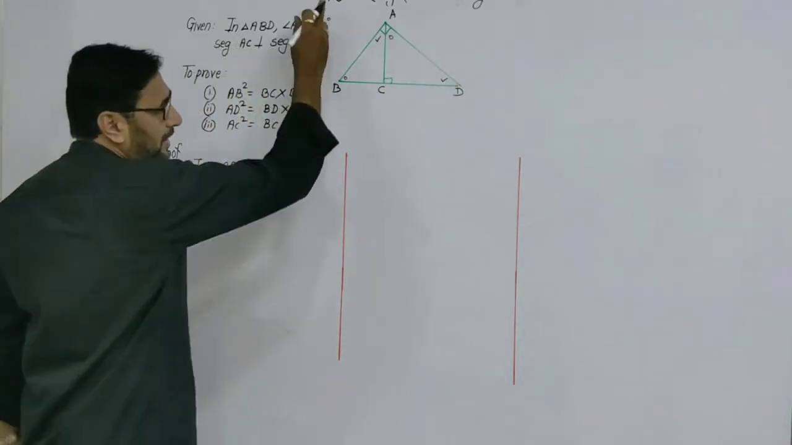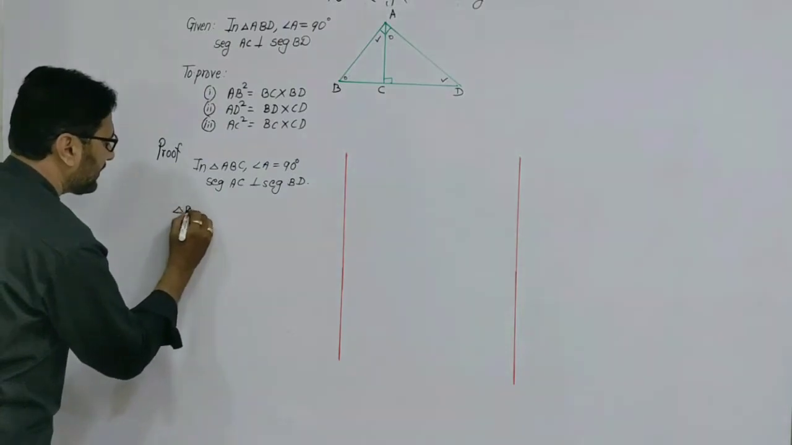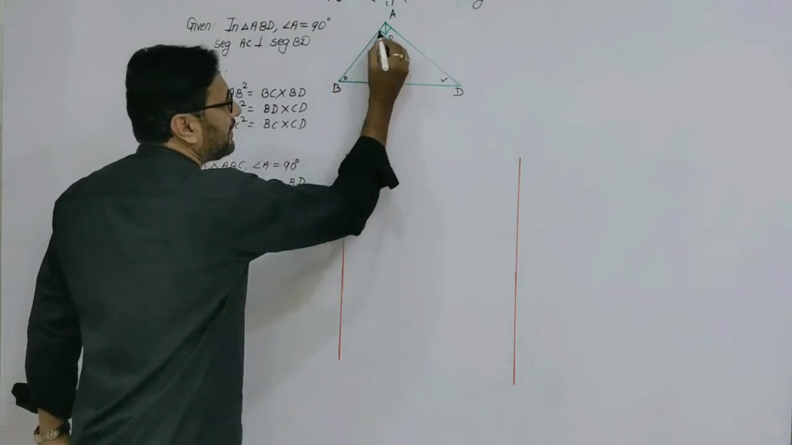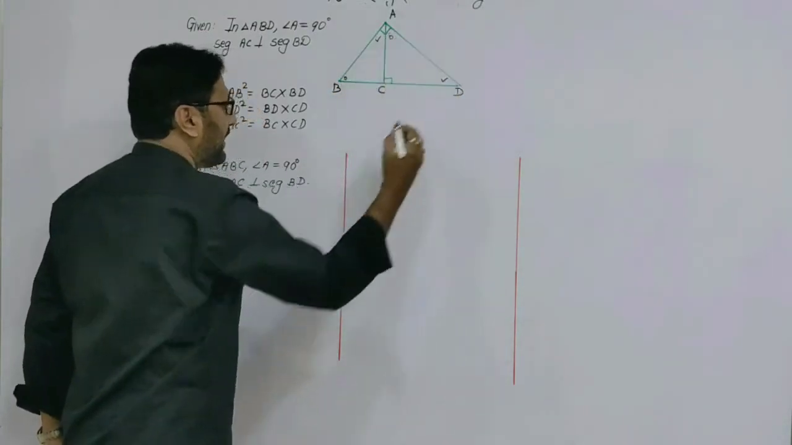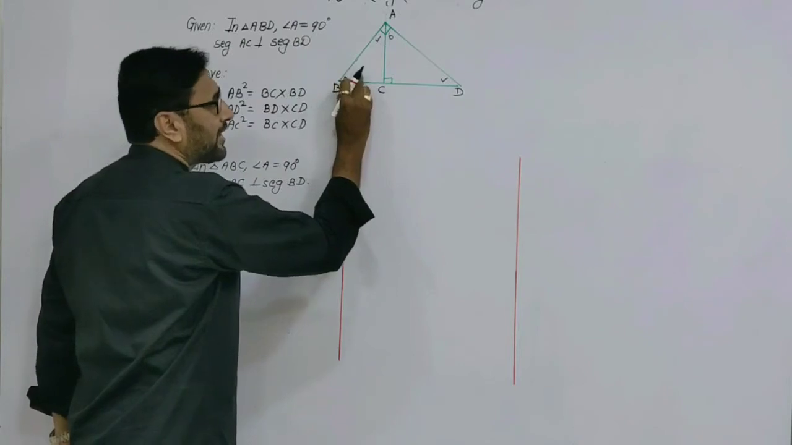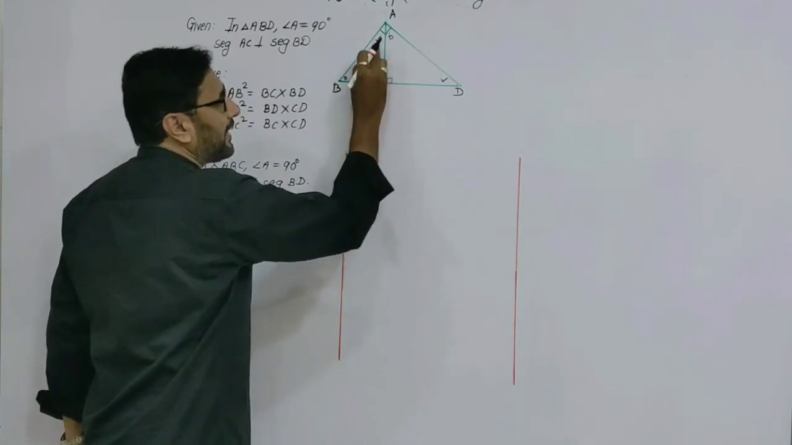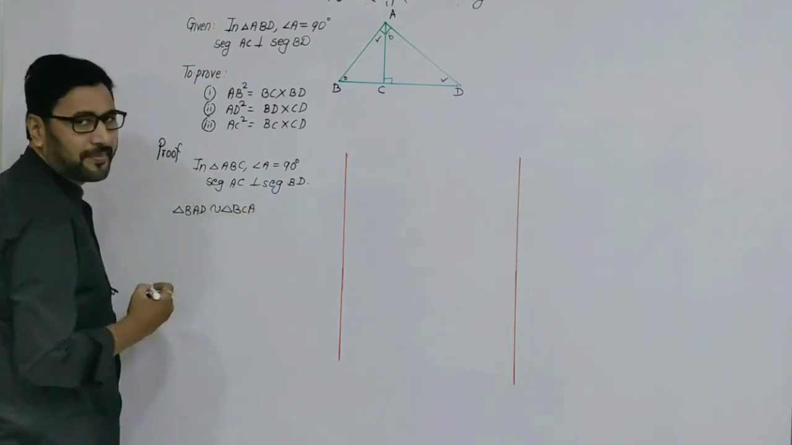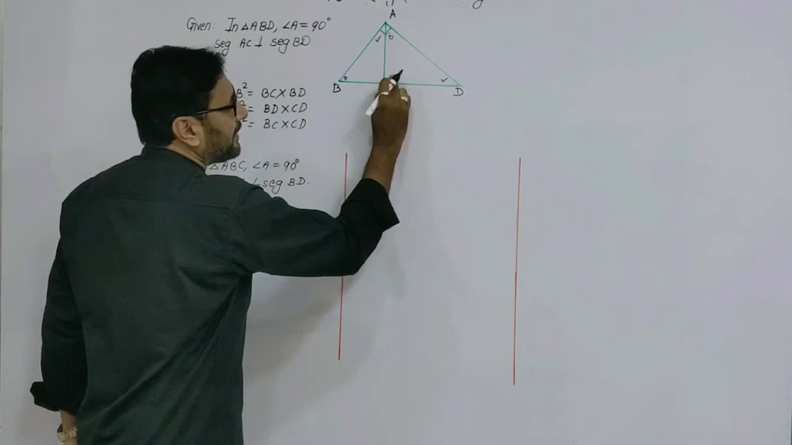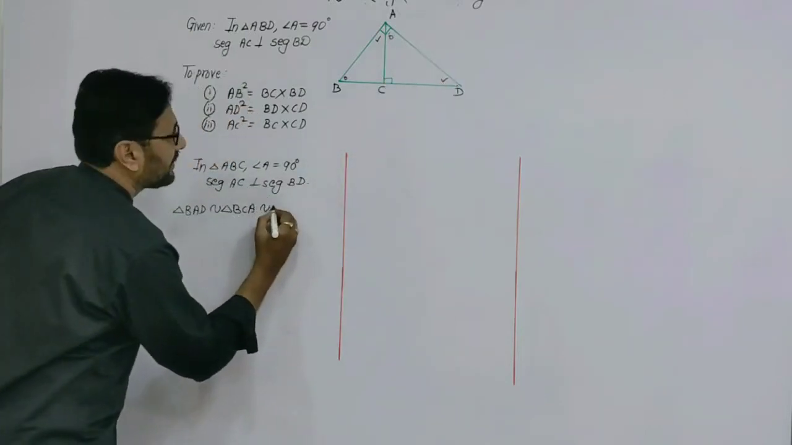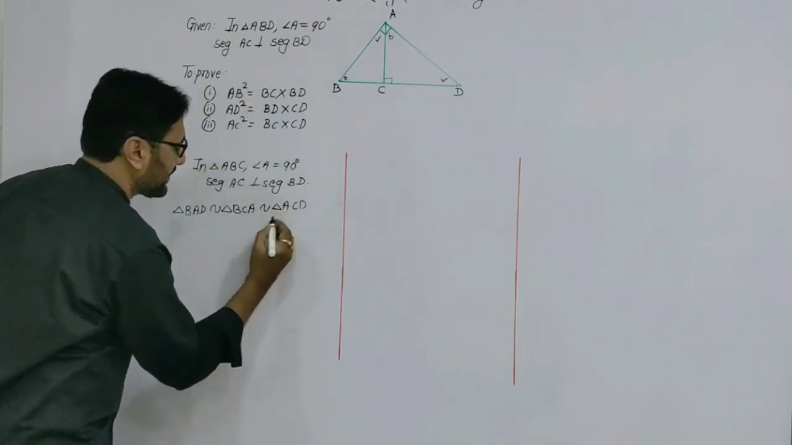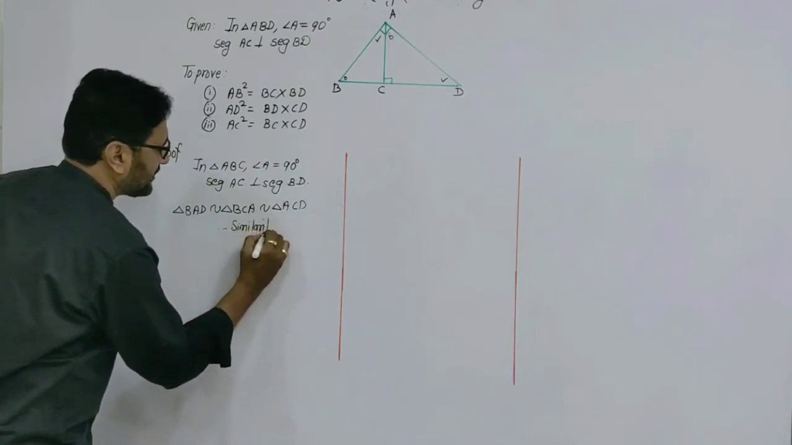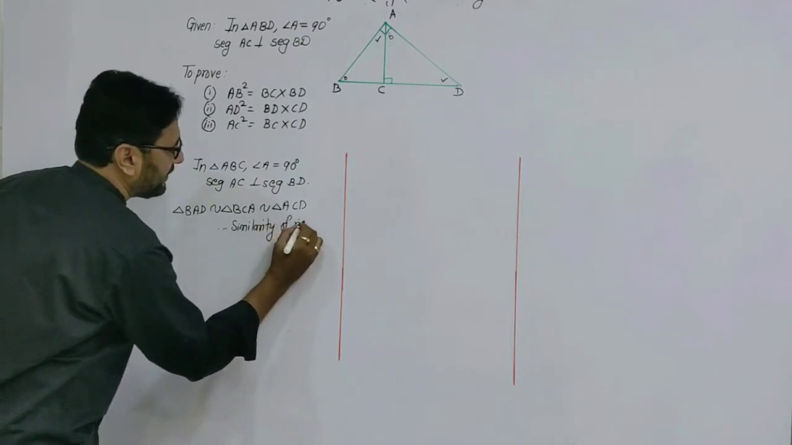So if I take larger triangle BAD, that is circle 90 and tick, how to consider the smaller triangle? Circle 90 and tick means similar to triangle BCA, and triangle ACD. What is the reason? Similarity of right angle triangles.